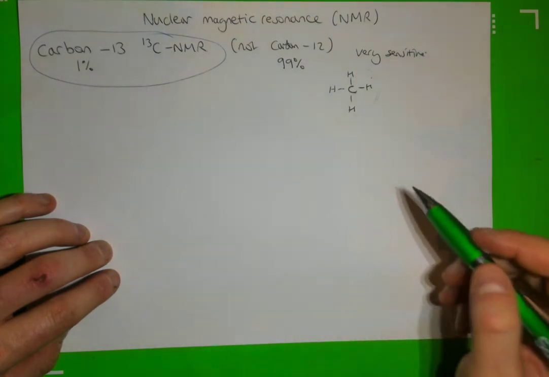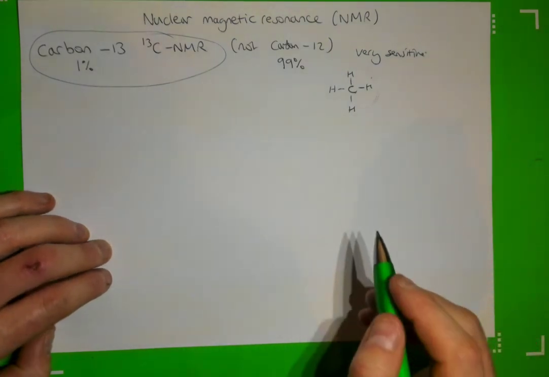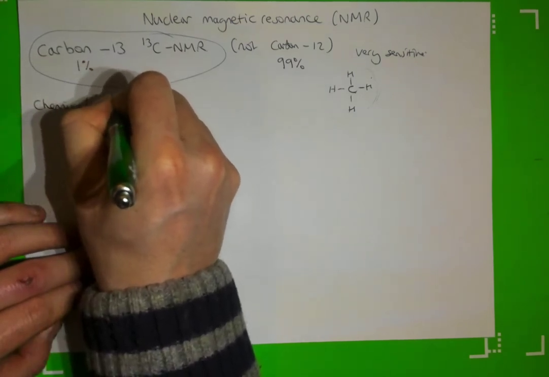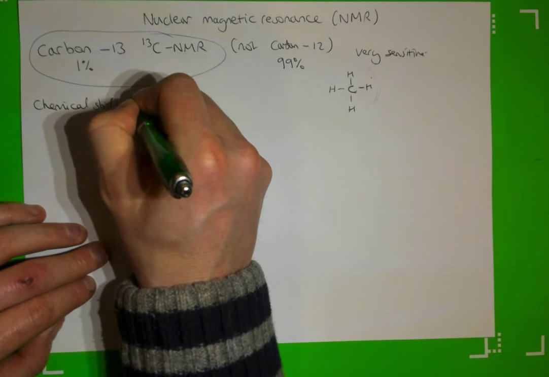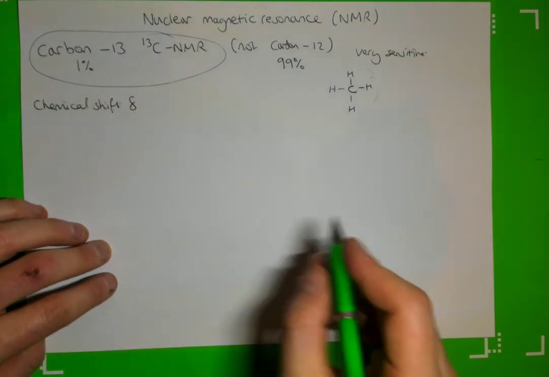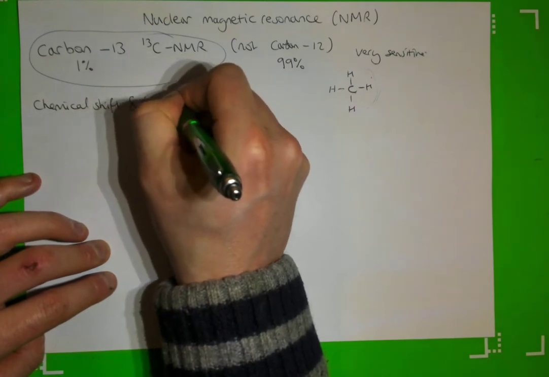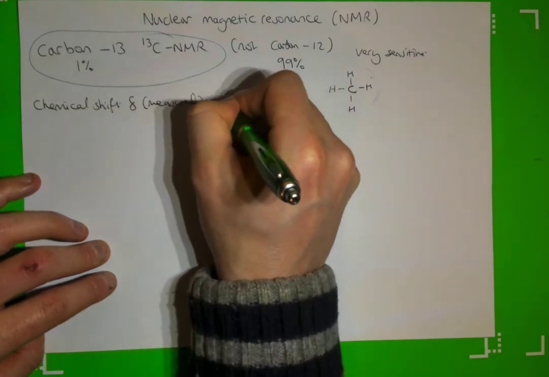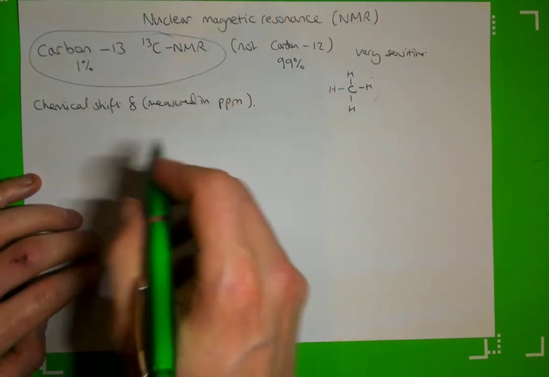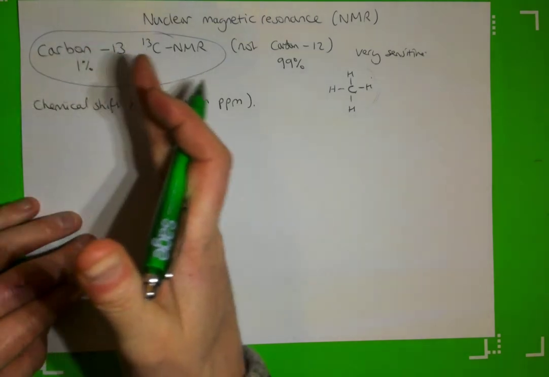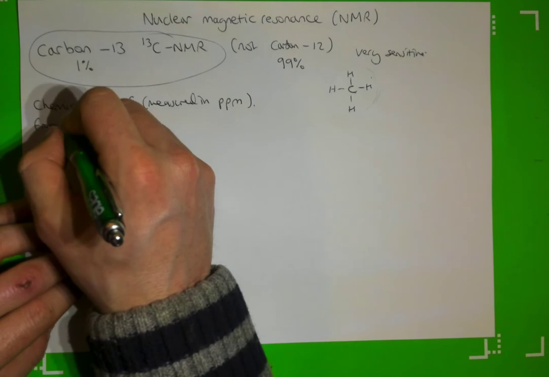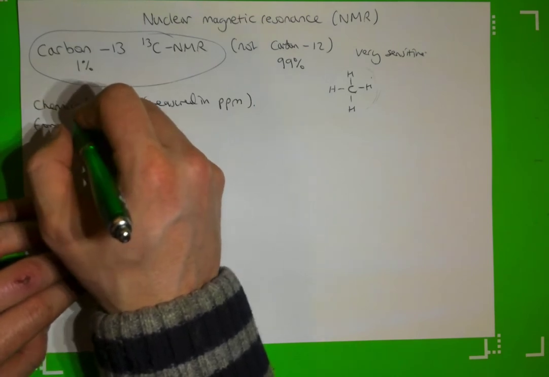So what we get is something called chemical shift. Now, chemical shift is given the symbol delta, like this, and it's measured in units of parts per million, ppm, and we compare that to a zero. So it's chemical shift, shift in frequency from a reference point, and that reference point is defined as zero.